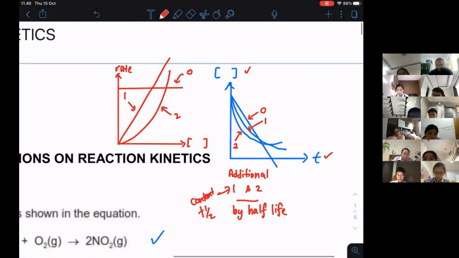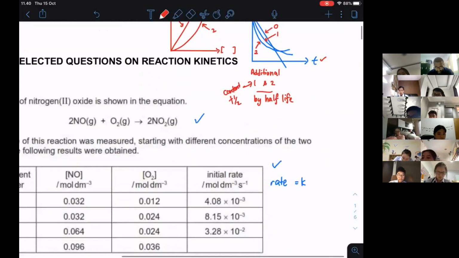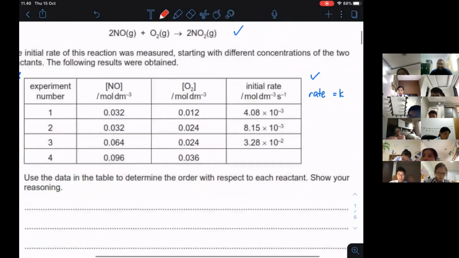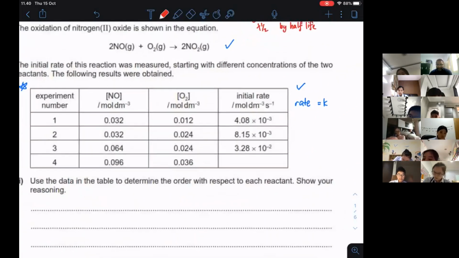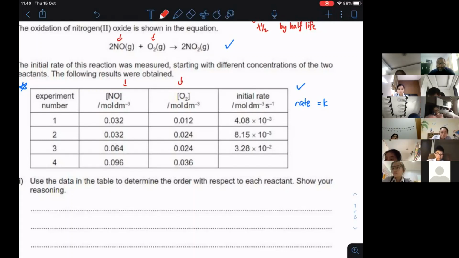But coming back to this question, we have this experimental data. We need to find out. They have given you two reactants over here. You see this, there are two reactants. I need to find out whether NO and O2 really affect the rate, and how to do that. For example, you compare the experimental data. If I have these two, experiment 1 and 2, NO is constant.